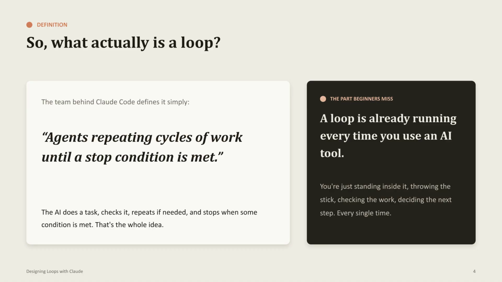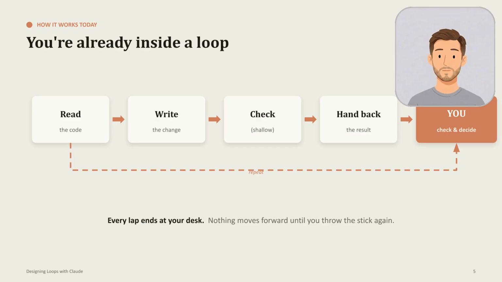Remember, you're already using loops every time you use an AI tool, but you're currently the bottleneck, manually throwing the stick and checking every single step. Currently, your workflow likely looks like this: read, write, check, and hand back. You are the one who constantly decides if the work is good enough, meaning every single lap ends at your desk until you trigger the next step.